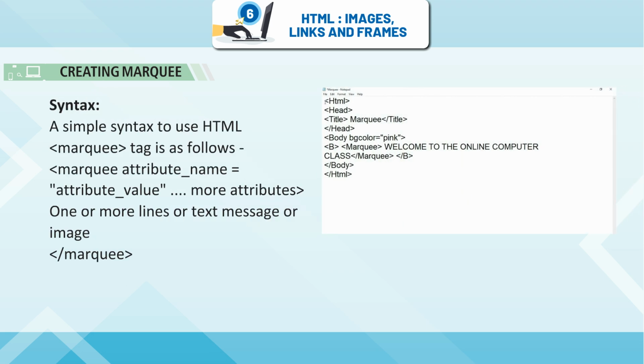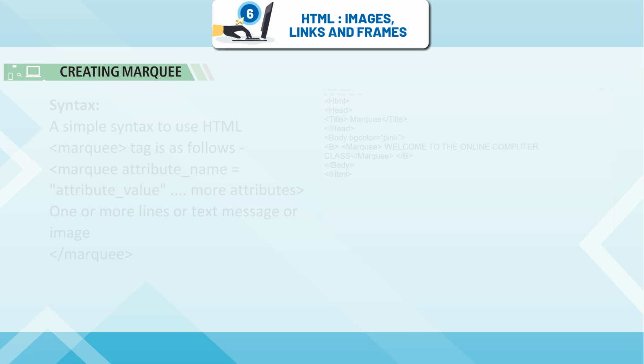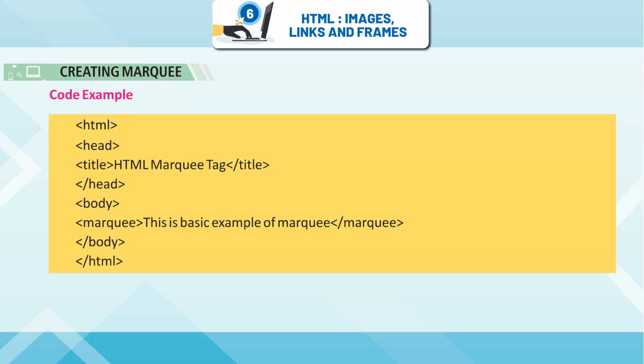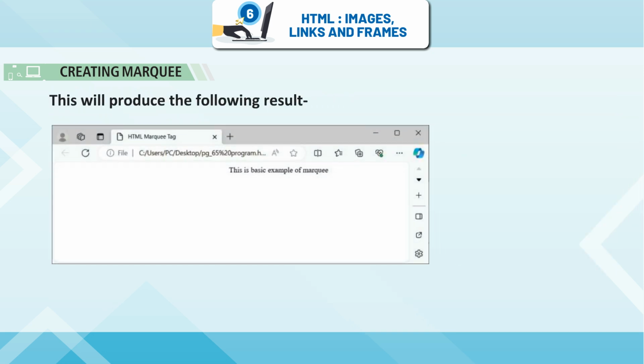Syntax. A simple syntax to use the HTML marquee tag is as follows: <marquee attribute_name="attribute_value" ...more attributes> one or more lines of text message or image </marquee>. Code example. This will produce the following result.